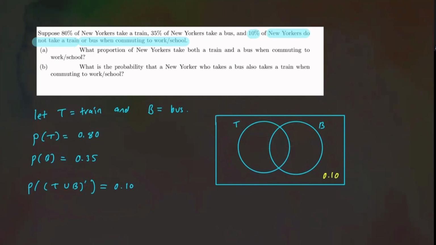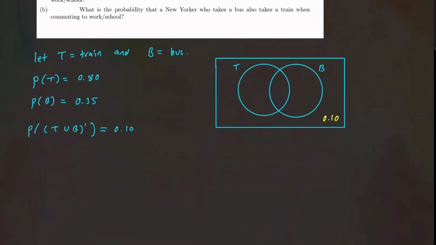Now, if I know that's 0.10, then by the complement rule, the union, this portion, has to be 0.9, because we know the complement formula. The probability of T union B will simply be 1 minus 0.10, which is 0.90. So that is fixed. Now we can use another formula to figure out what should be in the intersection.